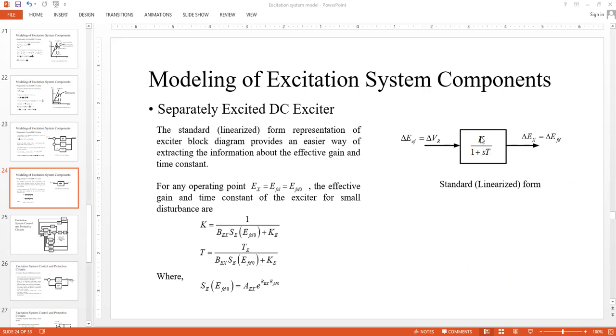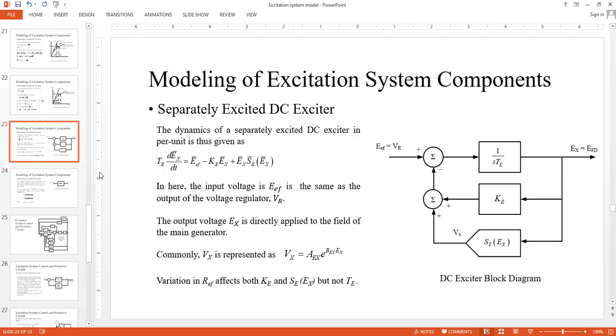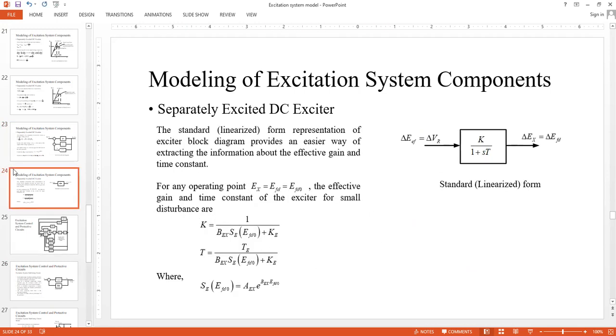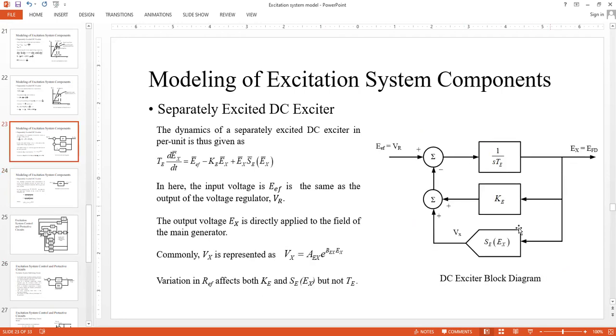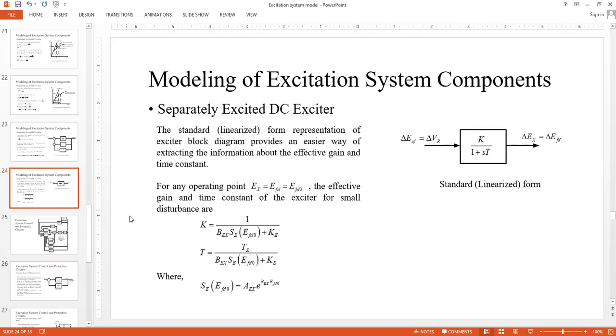And then for this representation, you are looking for the expression of K and T. If you go through the derivation, if you perform the linearization for this part, and then simplify this block applying block diagram reduction techniques, series-parallel connections, and negative feedbacks, all those things, then you will come up with this expression of K over here and the expression of T over here.